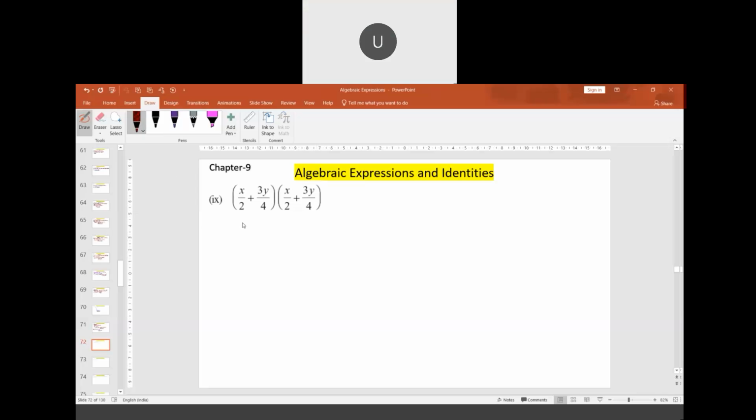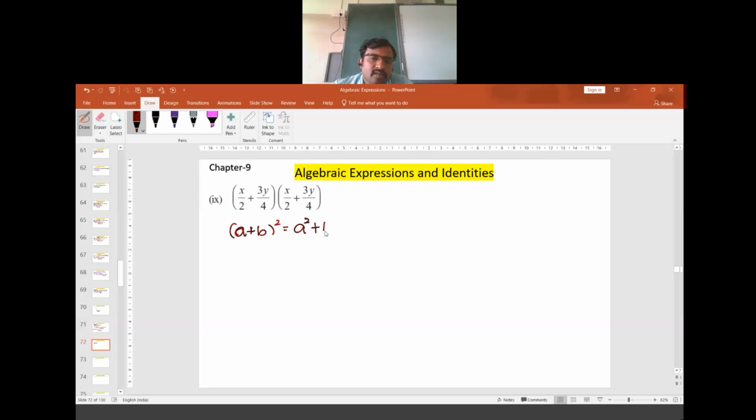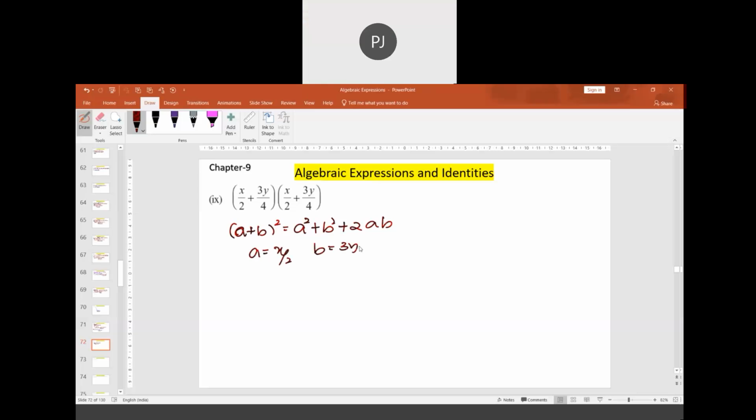Now this will be a little confusing because fractions are there. It is (a plus b) whole square, where a is equal to x by 2 and b is equal to 3y by 4. So a square is x square by 4, and b is 3y by 4.